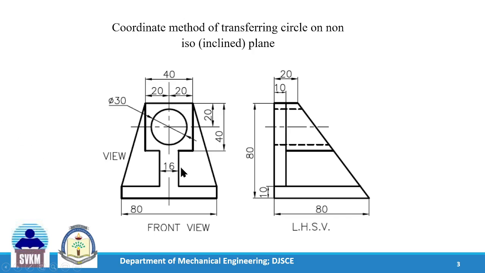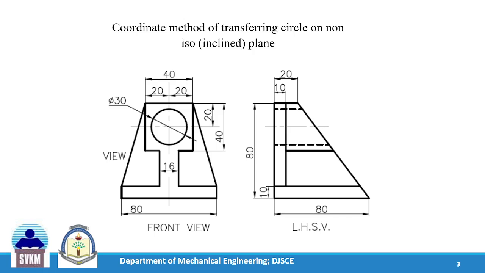In this case, we have an inclined plane and the circle is to be transferred on this inclined plane. We are going to learn this using AutoCAD. There is no direct command like isocircle for transferring the circle on the inclined plane or non-iso plane. For this, we go with the manual method only, which is called the coordinate method of transferring points on the inclined plane. It is equally applicable for slots of various shapes as well as for circles, semicircles, etc.